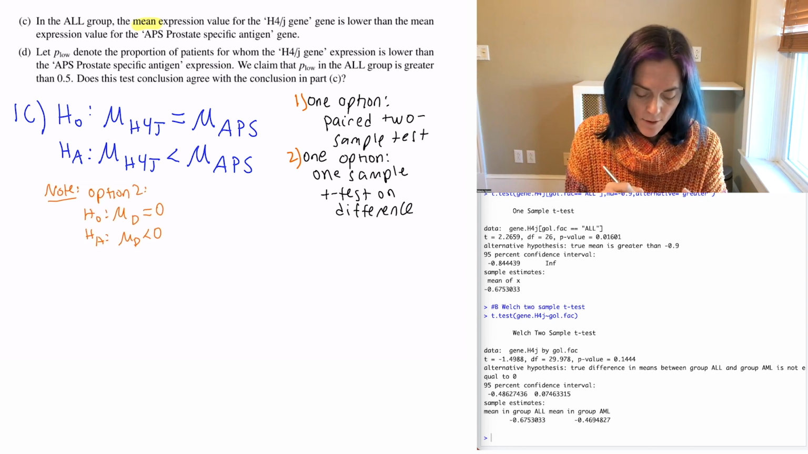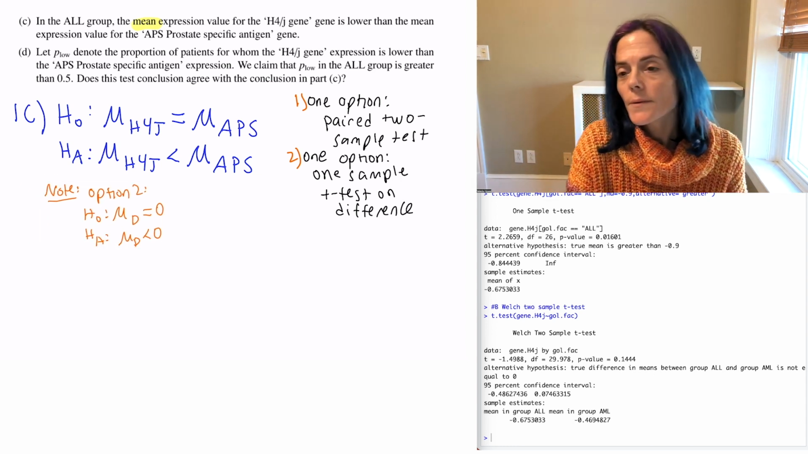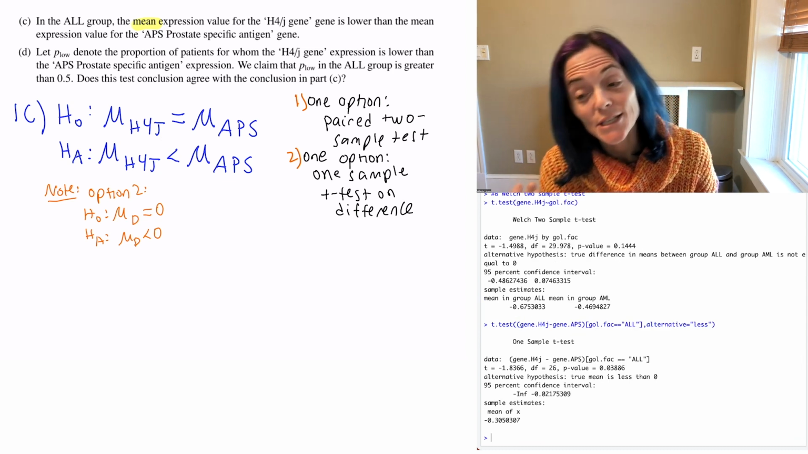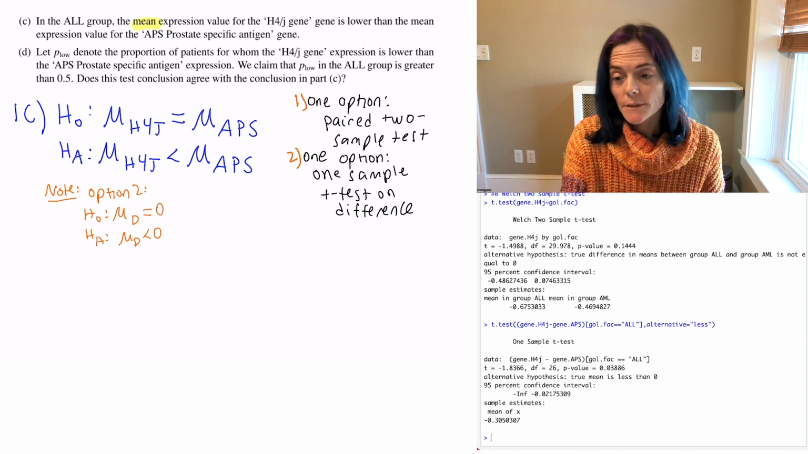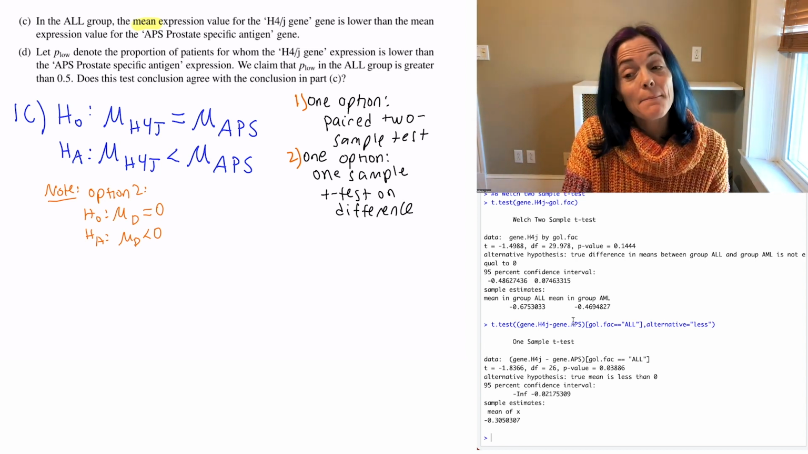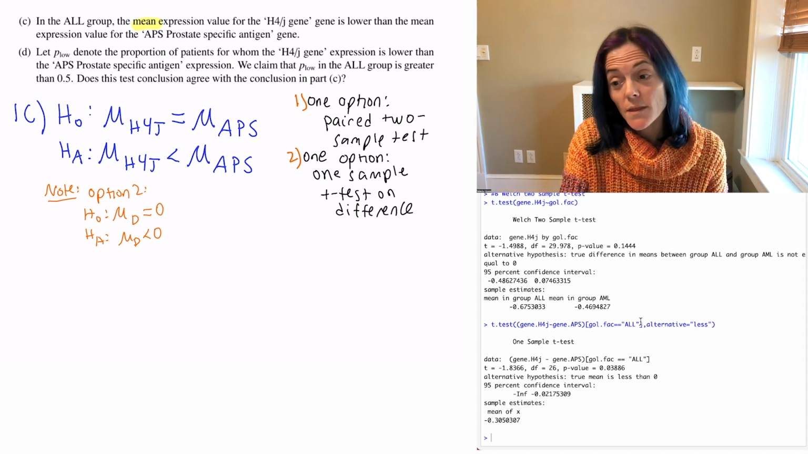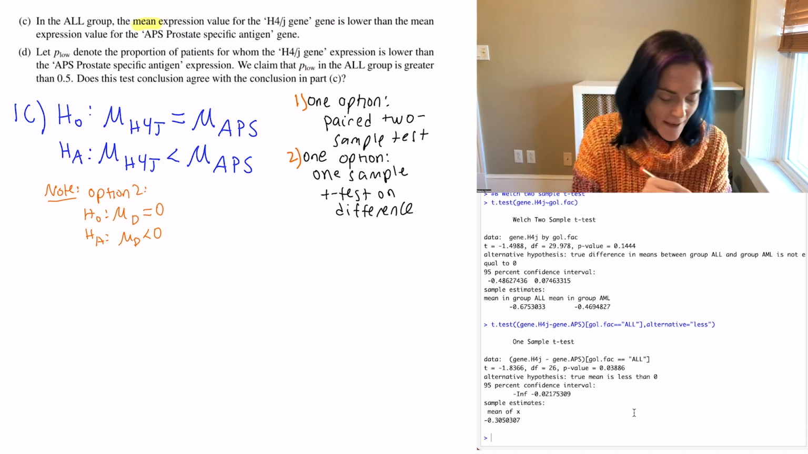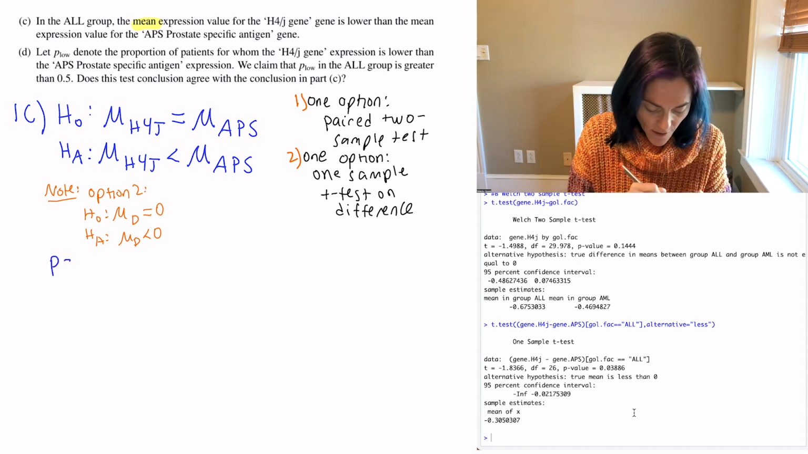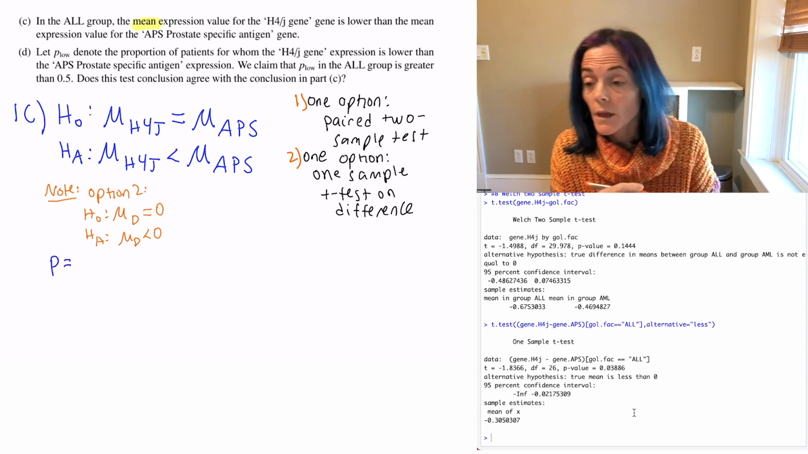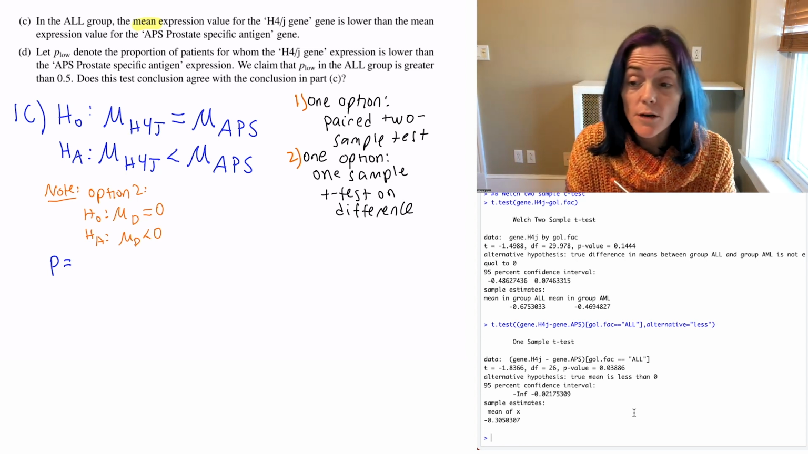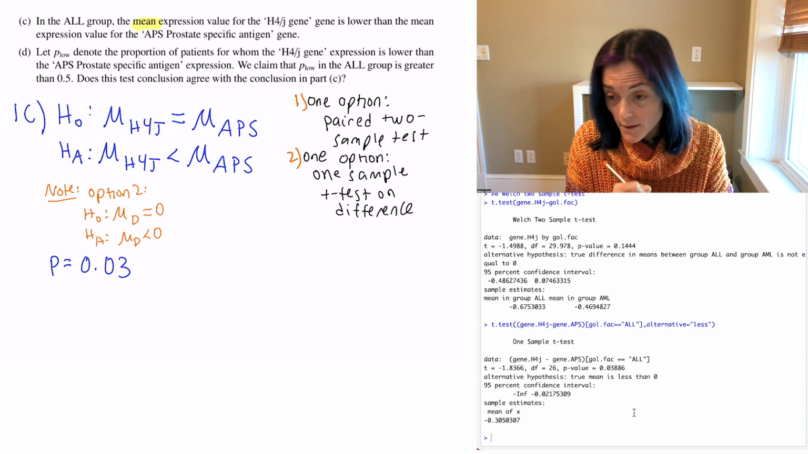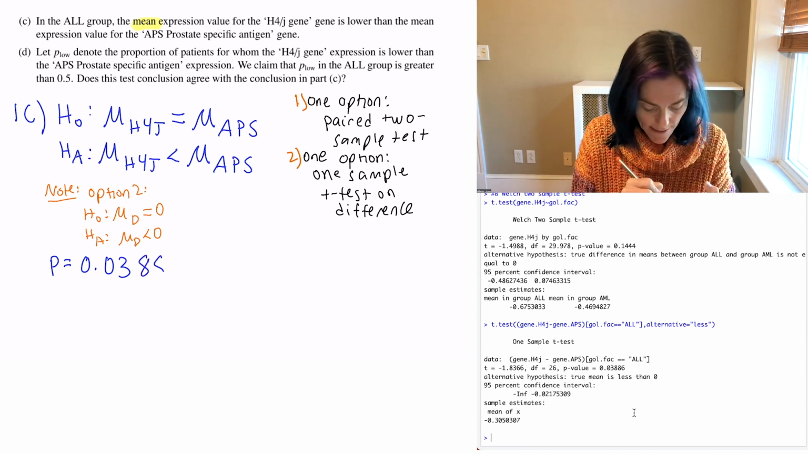Now, let us go to R. Here is where I did option 2. So this is a one-sample t-test where I took H4J minus APS with the alternative less than. And you can see our p-value. We can write it down. The p-value is 0.03886.